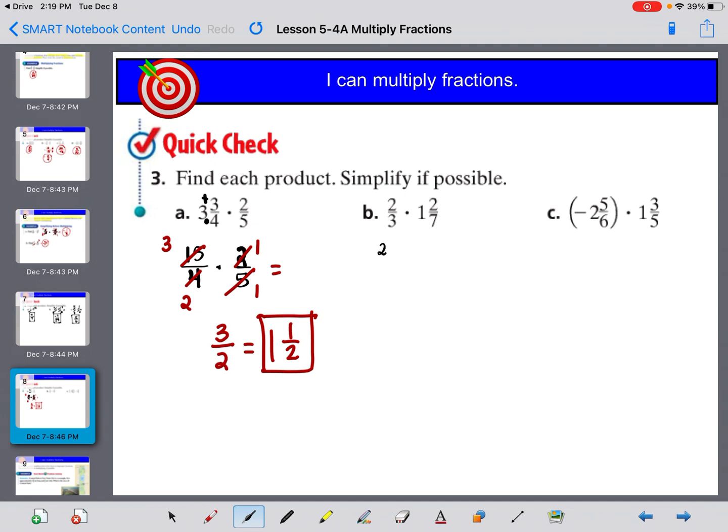Let's try the next one. 2/3 times, now 7 times 1 is 7. 7 plus 2 is 9/7. Now I'm going to simplify my problem. 2 and 7 have no common factors. 3 and 9 have a common factor of 3. 3 times 2 is 6, and 1 times 7 is 7. Now you pause the video and try this one on your own.